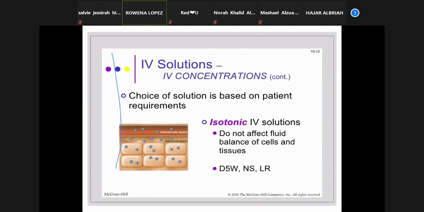So the choice of solution is based on patient requirements. We have different types of solution. We have isotonic solution. It does not affect the fluid balance of cells and tissues. Some examples are D5 water, NS, and LR.